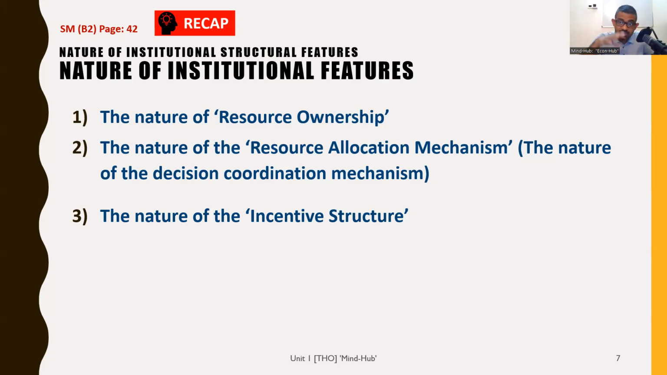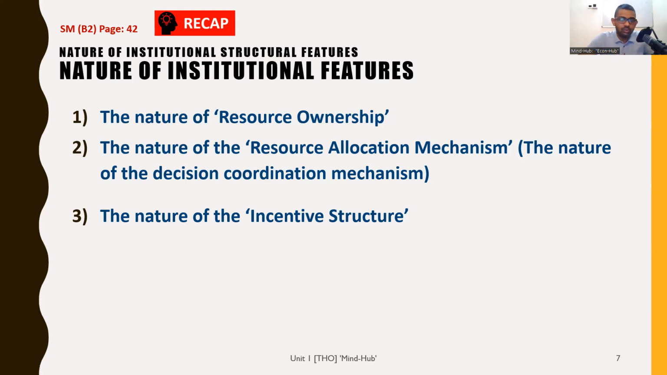But from one economic system to another, the way resource ownership takes place, whether the private sector or the public sector is owning resources, can change. So these institutional features, mainly the first three points and altogether the five points we have written here, really help us understand how an economic system is operating and how it is classified.